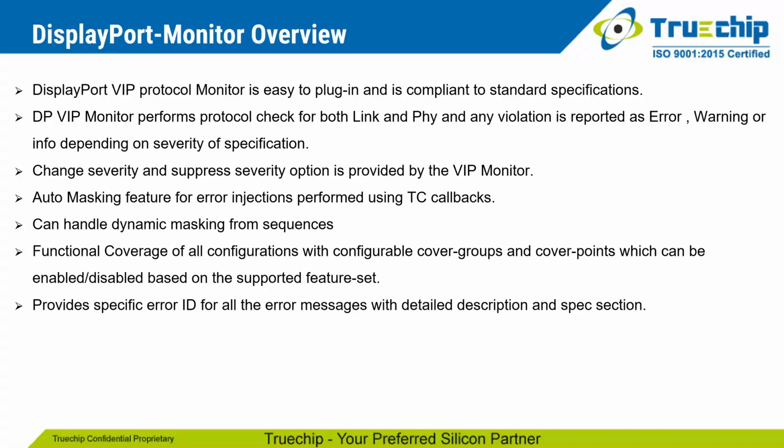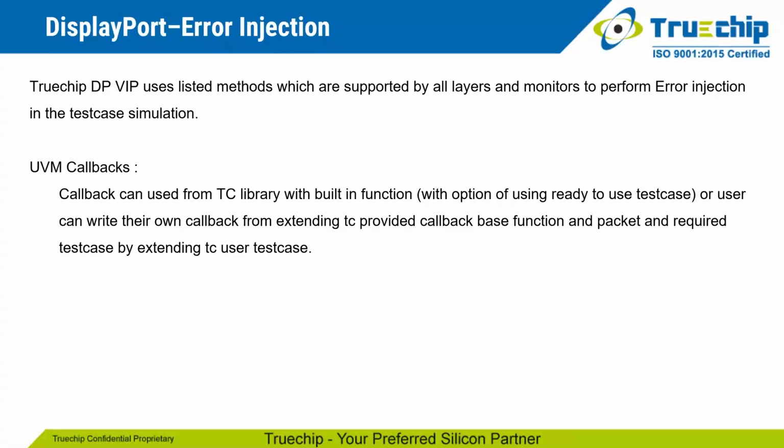Functional coverage of all configurations with configurable cover groups and cover points, which can be enabled or disabled based on the supported feature set. Provides specific error ID for all the error message with detailed description and spec section. DisplayPort error injection. Truechip DP-VIP uses listed methods which are supported by all layers and monitors to perform error injection in the test case simulation.